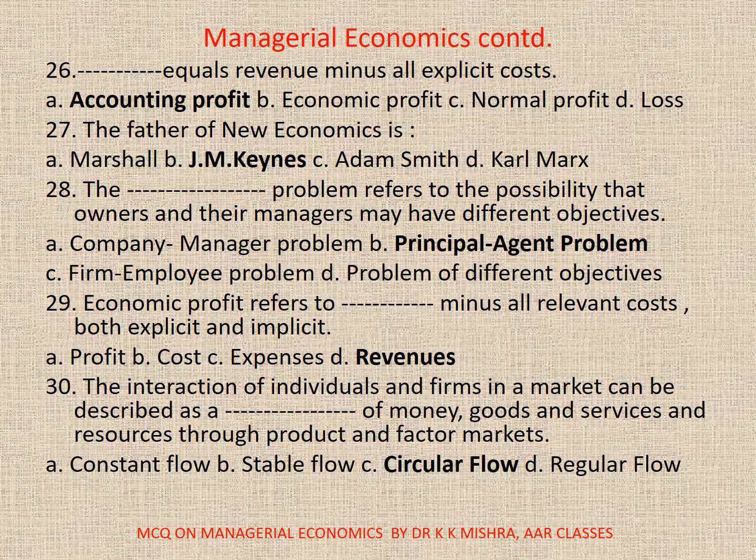27. The father of new economics is A. Marshall, B. J M Keynes, C. Adam Smith, D. Karl Marx. Correct option is B, J M Keynes. 28. The dash problem refers to the possibility that owners and their managers may have different objectives. A. Company manager problem, B. principal agent problem, C. firm employee problem, or D. problem of different objectives. Correct option is B, principal agent problem.